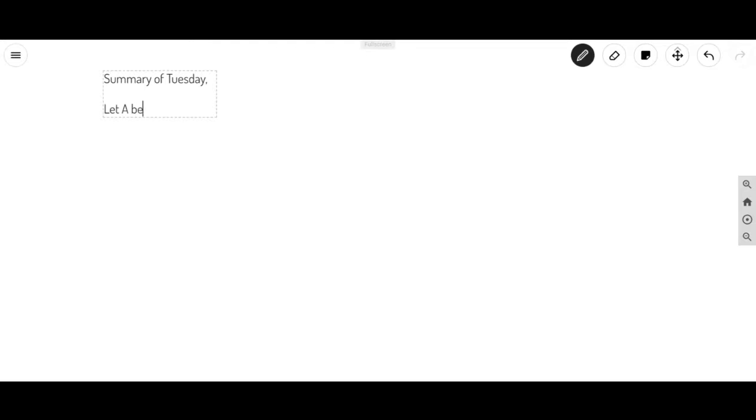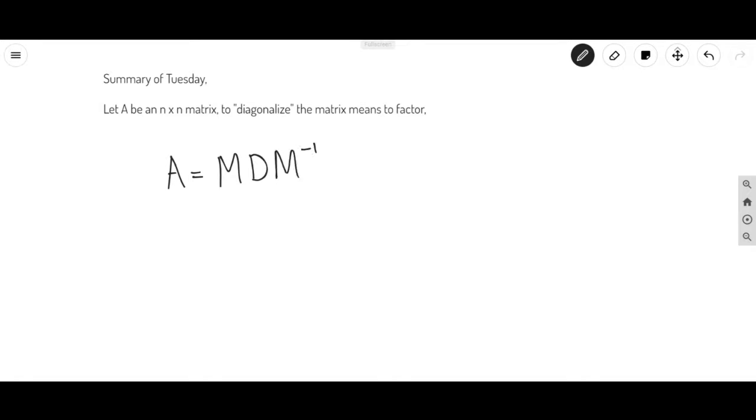So let A be an n by n matrix. And to diagonalize the matrix means to factor. You factor this matrix in the following way. You take your matrix and you write it as M, D, M inverse, where D is a diagonal.